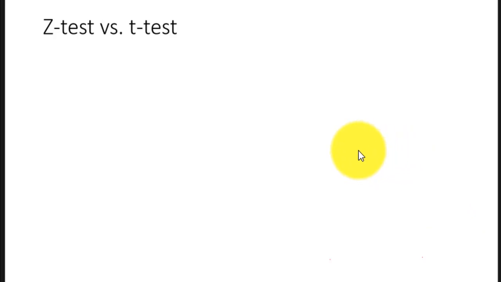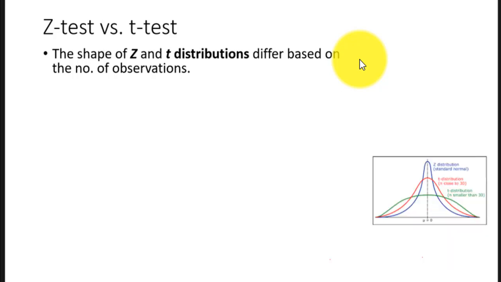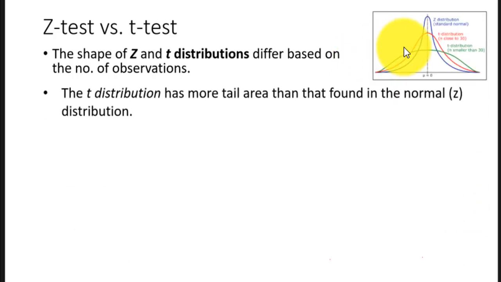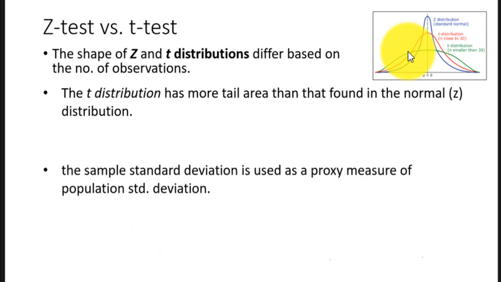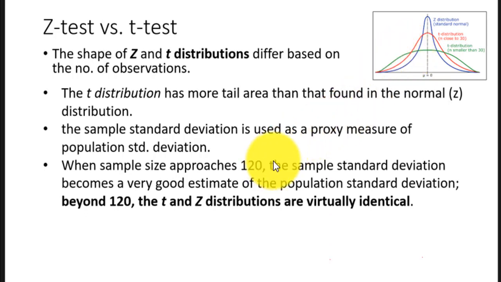There is a confusion among the researchers between z-test and t-test. The shape of z and t distribution differ basically based upon the number of observations. You can see in this figure, the t distribution has more tail area than found in the normal distribution. And in t distribution, sample standard deviation is used as a proxy measure for the population standard deviation. As sample size approaches 120, sample standard deviation becomes very good estimate of the population standard deviation. Beyond 120, the t and z distributions are actually identical.